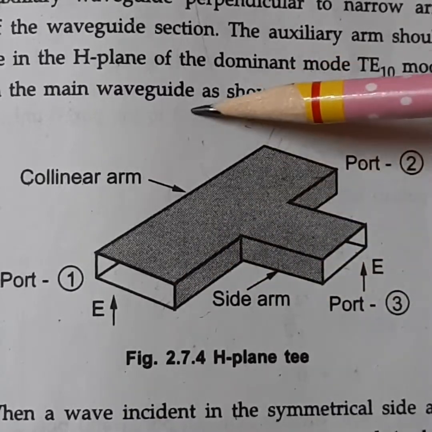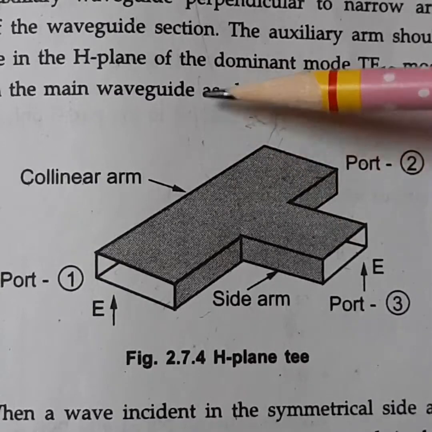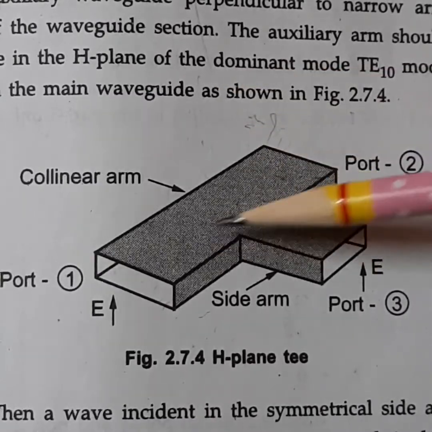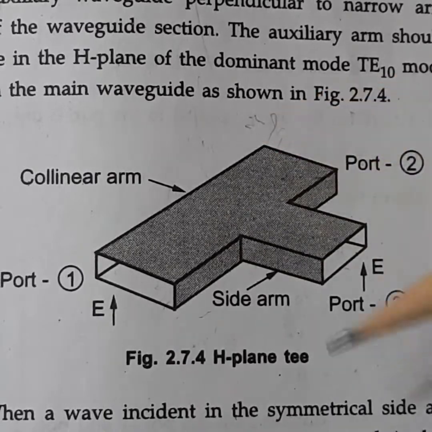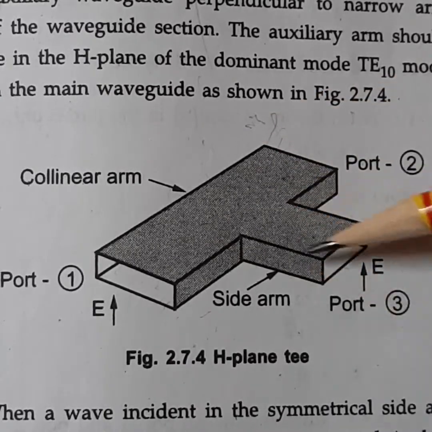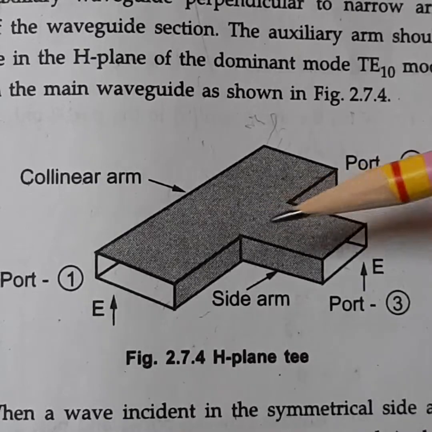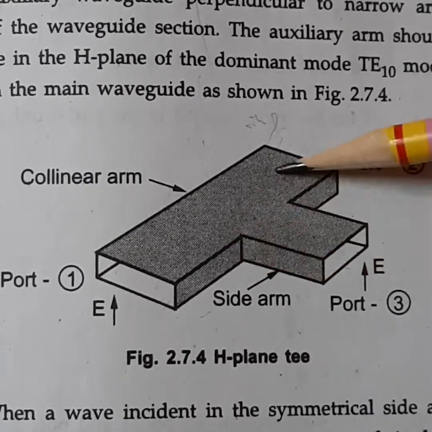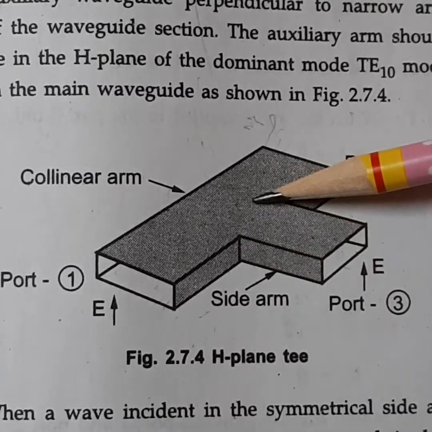Usually it was happening in the E plane, right? Whatever wave is incident on it, it used to bend, right? Here bending is not necessary and it is not happening. We are getting two equal in-phase waves here, right?